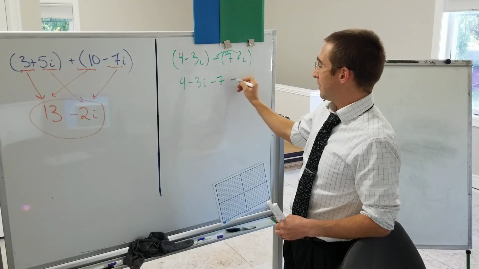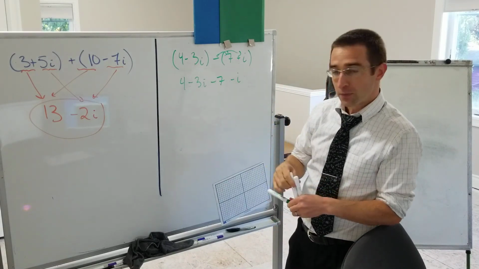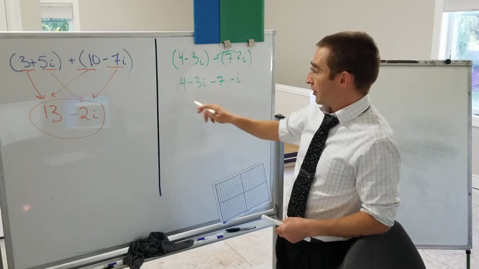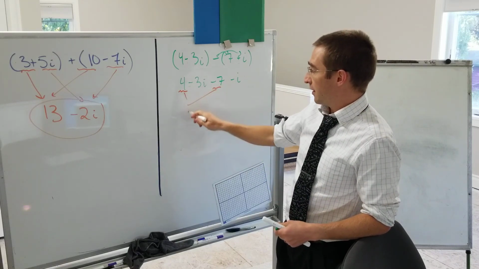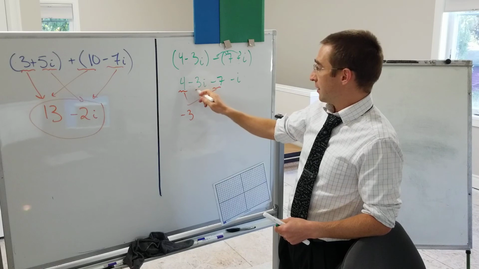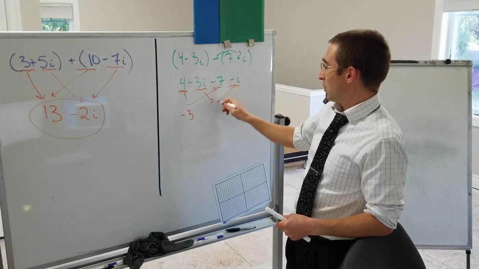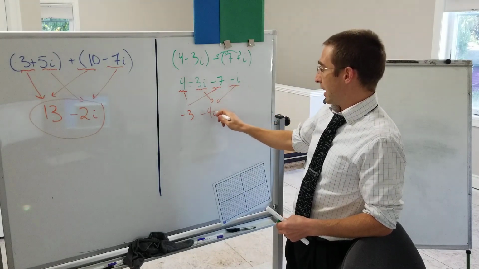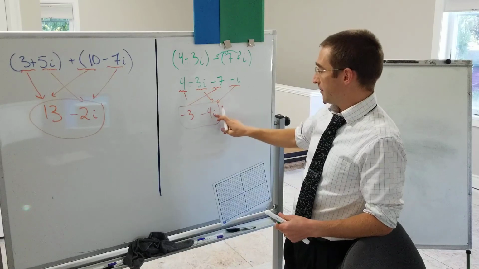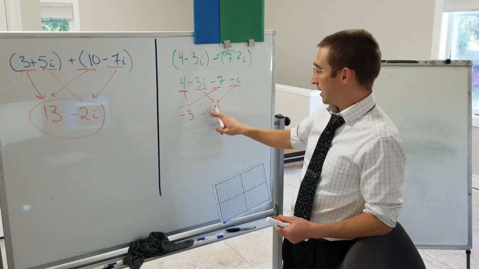So minus 7 minus i, and then we're just going to combine like terms. 4 minus 7, well that's negative 3. Negative 3 minus 1i, well that's minus 4i. So negative 3 minus 4i, that's it. Got it. Nothing else to do.